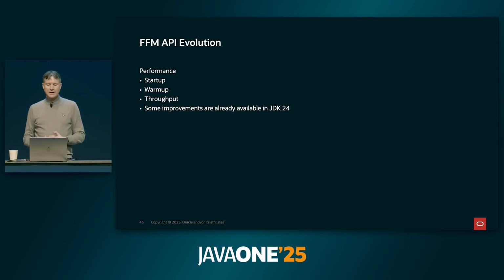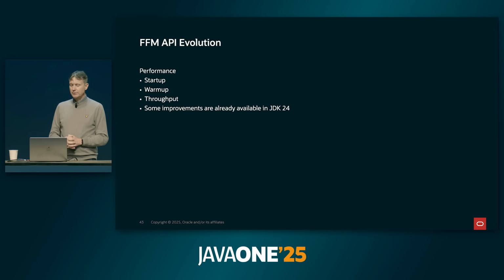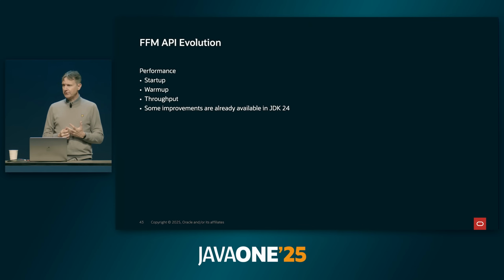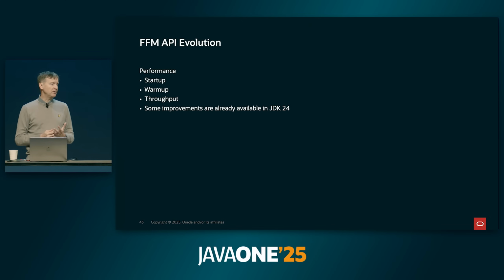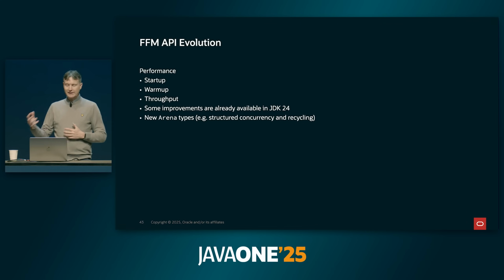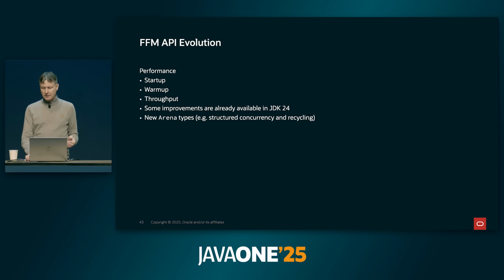And some of these improvements are actually available in JDK 24. So we have improved the copying, mismatch, fill, and also the speed of actually allocating a memory segment in 24. And especially on ARM, it's a significant difference between JDK 24 and JDK 23. We are working on new arena types. There is an ongoing work that Ron is doing, called structured concurrency. So maybe we will have some arena that corresponds to structured concurrency. Maybe we will have an arena that allows recycling, because invoking malloc and free comes with a certain cost.